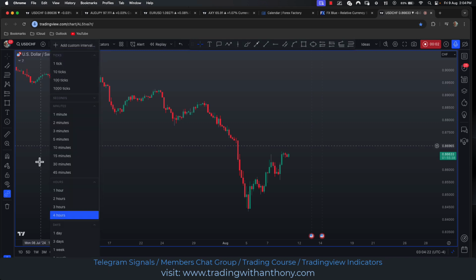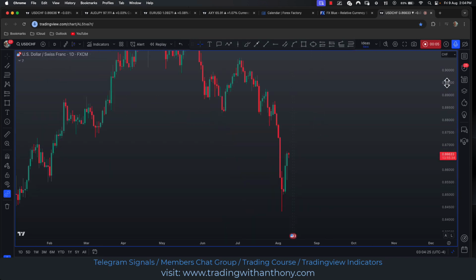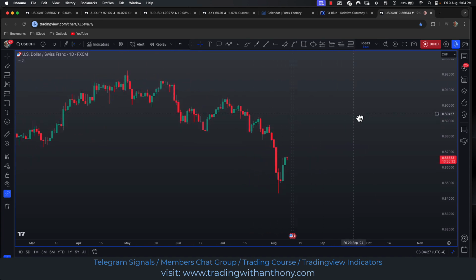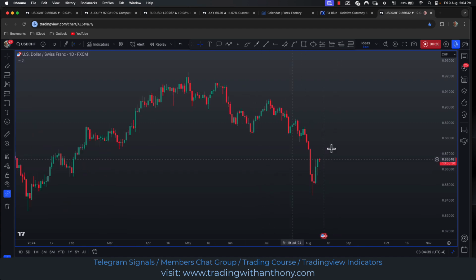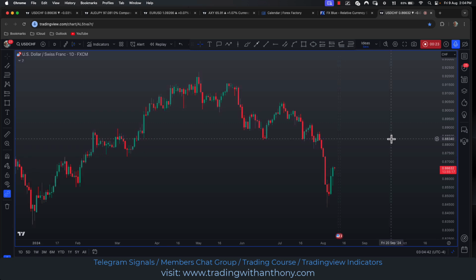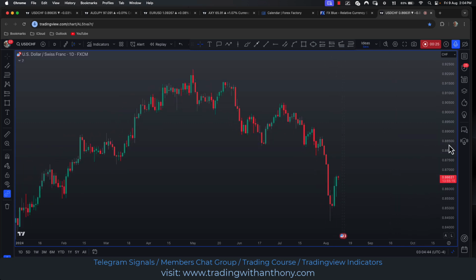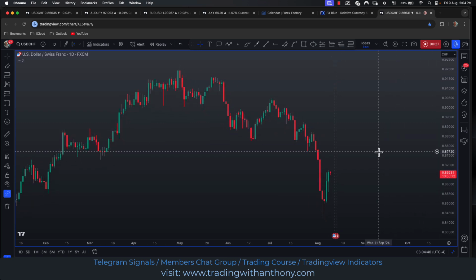Trader's Anthony here. We're looking at the dollar Swissy. This is in a significant downtrend. The dollar Swissy has been, in previous times, running nicely bullish, and now we have this capitulation on the back of the Bank of Japan lifting their interest rates and causing absolute chaos and mayhem in the markets.